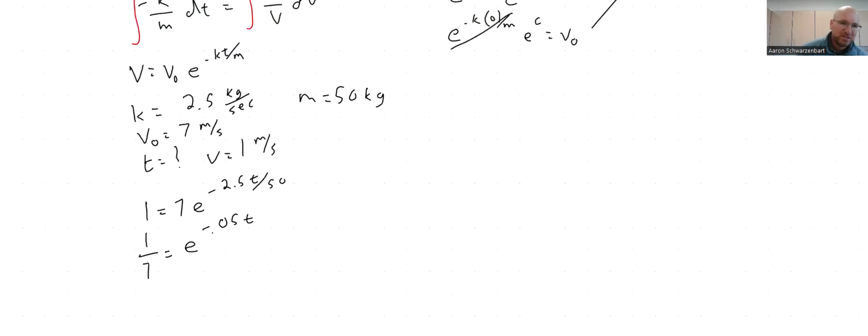Okay. I will ln both sides. Ln, those cancel. And I get ln of 1/7 equals negative 0.05 t. I'll divide both sides by negative 0.05, and that's going to equal 38.9 seconds.